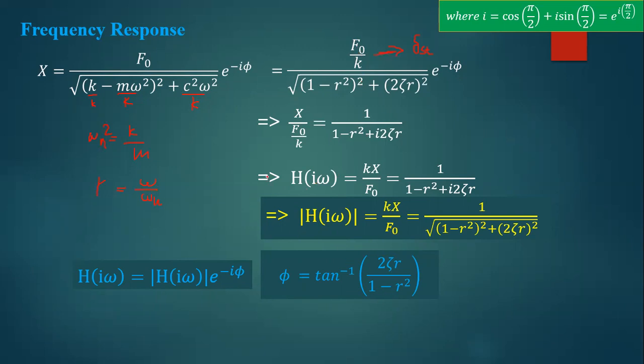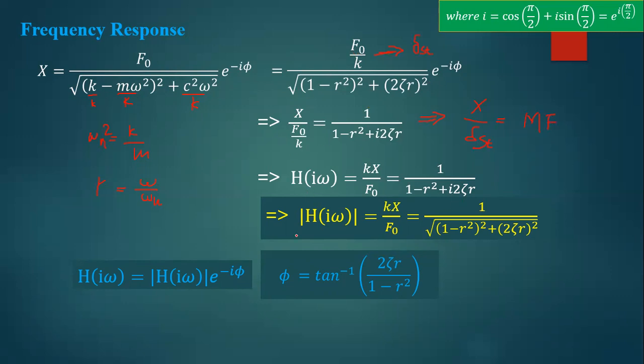So then taking this term to here, we have x over f naught over k, which is equal to 1 over 1 minus r squared plus i 2 zeta r. So one can represent this as x over delta st, which is equal to this term, and this is called the magnification factor, okay, which is the magnification factor MF.